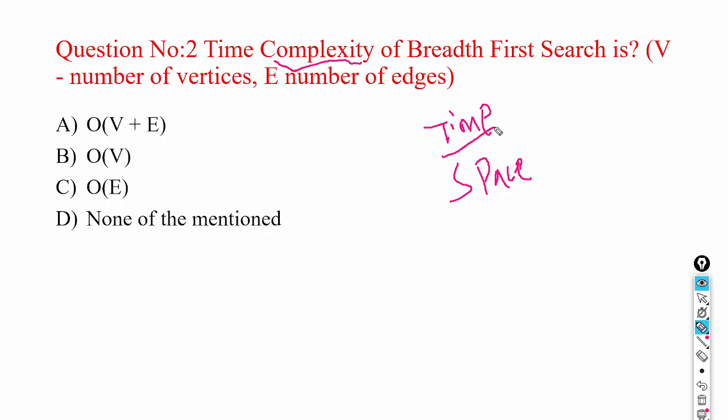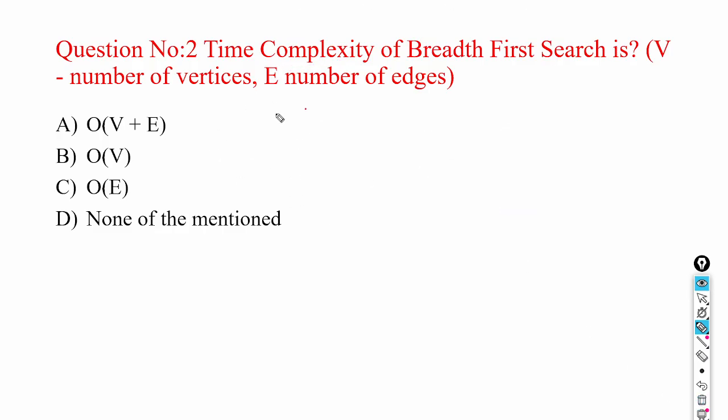Time complexity measures how the execution grows with the input size. And space complexity is how much space, that is memory, is being used. Space complexity is nothing but how much memory it is using, and time complexity is how much time it is taking for the execution.